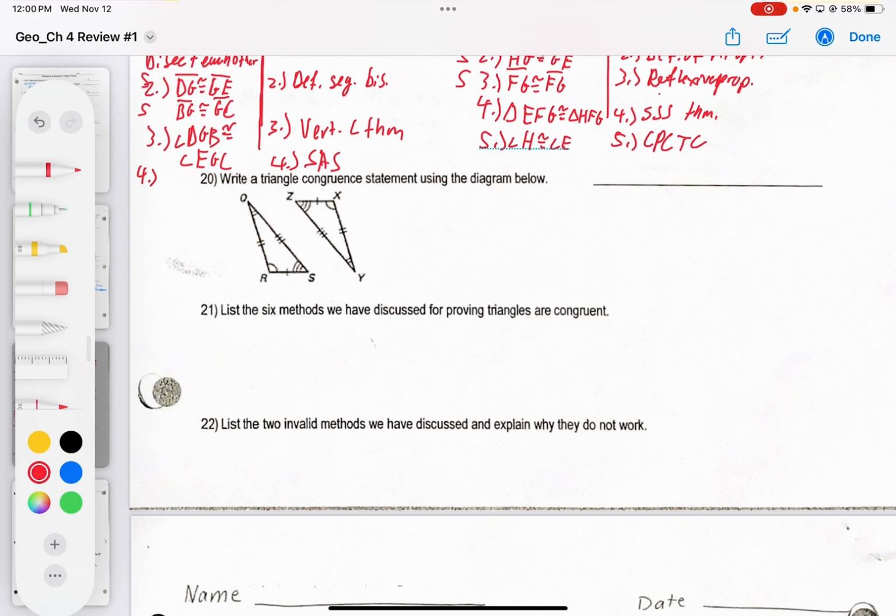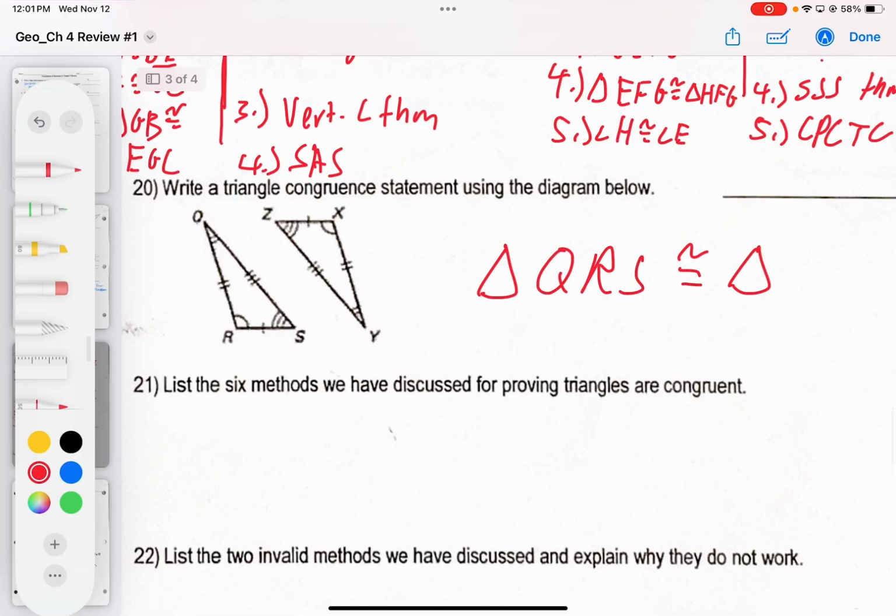Speaking of congruence, write a congruent statement for that triangle. Okay, so if I say triangle QRS, what do you got? XYZ. Congruent to what other triangle? So QRS is congruent to YXZ.